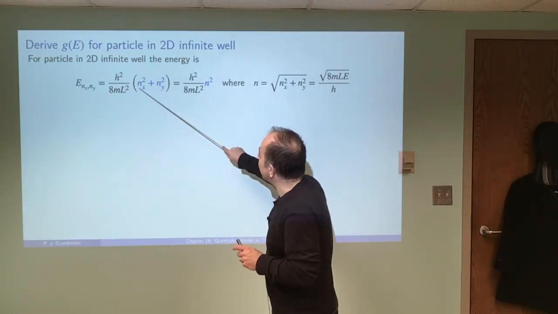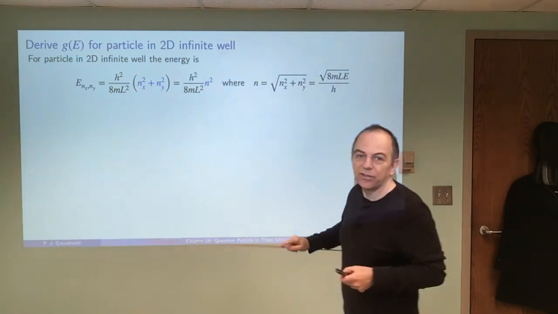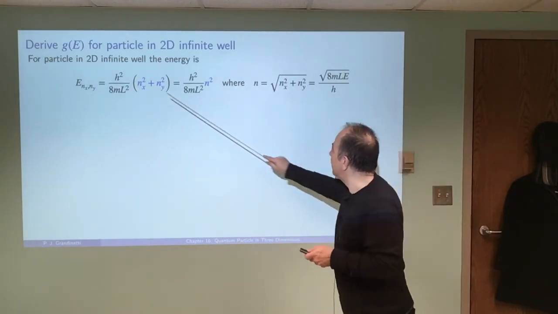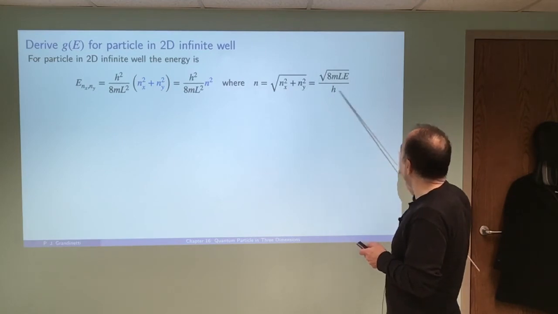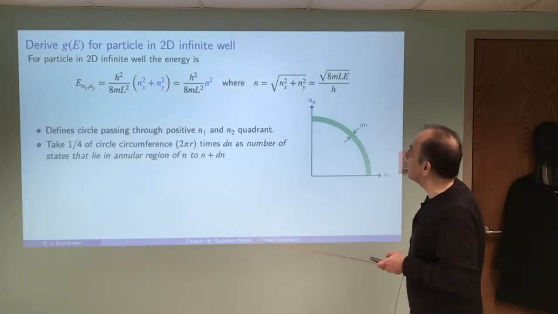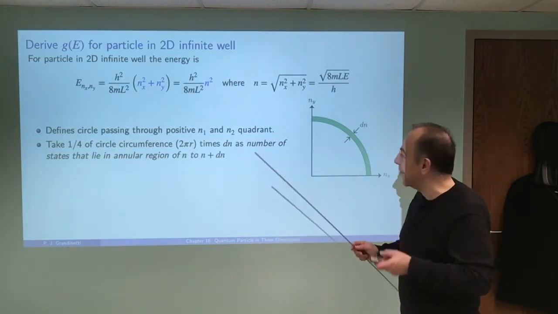We're going to take nx squared plus ny squared, and define a new variable just called n squared. And n squared is equal to this. And so n is equal to the square root of nx squared plus ny squared, and that's equal to this energy here.